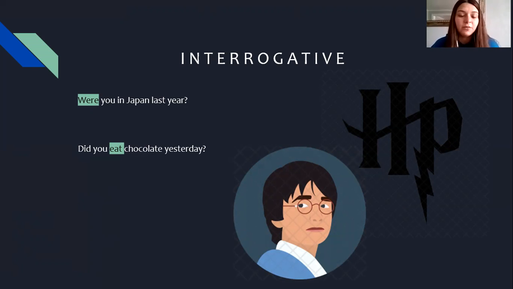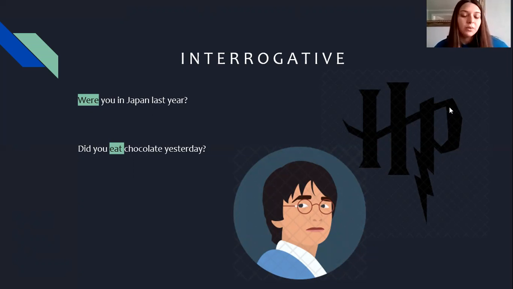Okay, and in the first example we have the verb to be, that my classmate Diego mentioned before. We use were: Were you in Japan last year? Just in the case of the verb to be, we use the exact form of the verb, which is were in this case. But when we have other verbs that are not to be, we use this structure, which involves first the did, then the pronoun, and then the verb and the rest of the sentence.